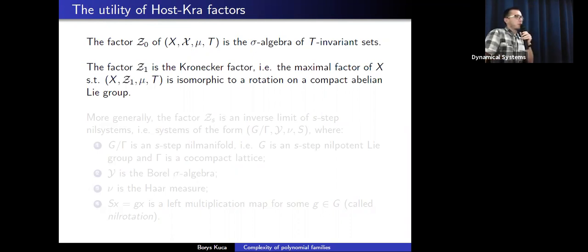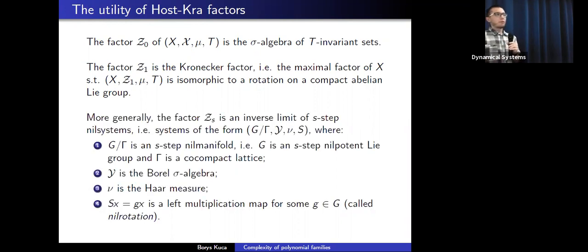I'm assuming ergodicity here. Ergodicity is assumed. I assume ergodicity throughout this talk. So the factor Z1 is the Kronecker factor. So it's the maximal factor of the system X, such that the following system with the sigma algebra replaced by Z1 is isomorphic to a rotation on a compact abelian Lie group. And then things get more complicated.